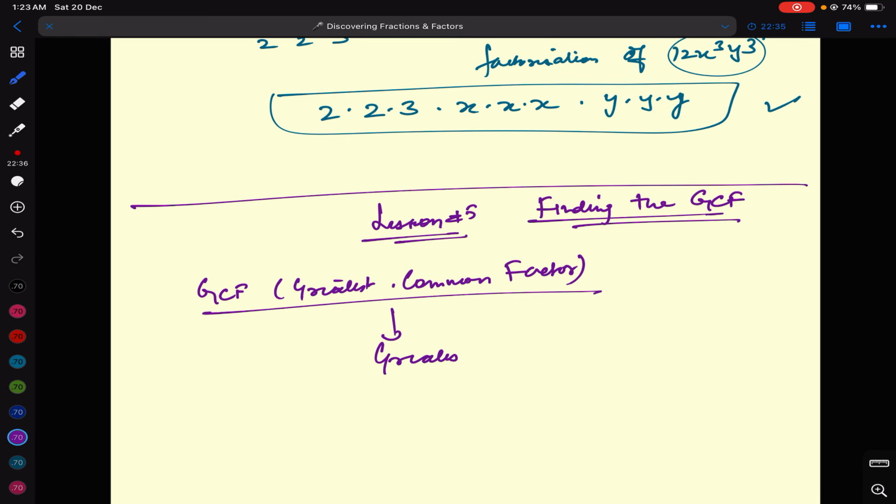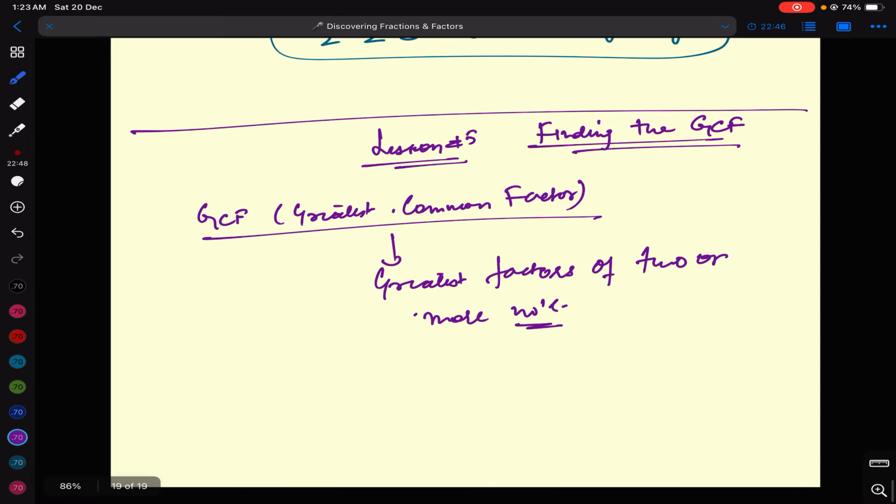Greatest factor of 2 or more numbers. So this is how we define the greatest common factor. Let's take an example.